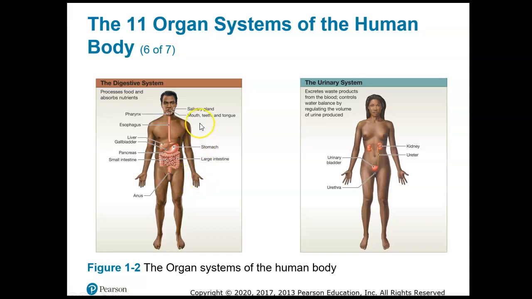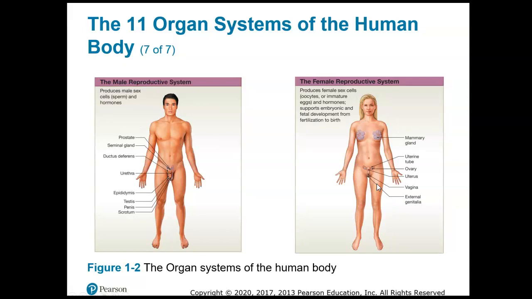And there are accessory organs and glands of the digestive system, the salivary glands that produce saliva, the liver, the gallbladder, the pancreas. And then we have the urinary system, which is the kidneys, the ureters, the bladder, and the urethra. And the male and female reproductive systems, the glands of the male reproductive system, of course, are the testes, and then the female reproductive system is the ovaries. The mammary glands are also included in the female reproductive system.